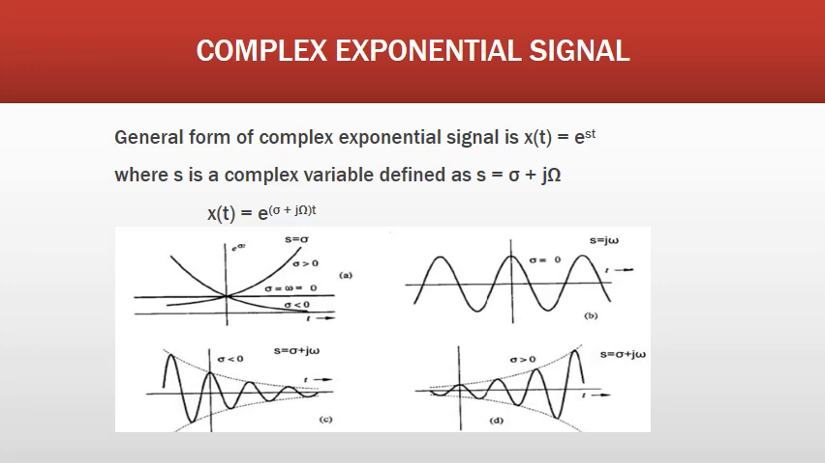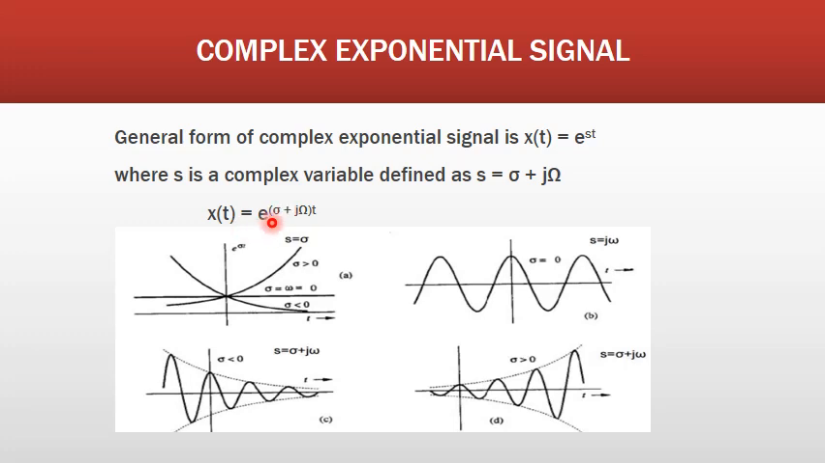Another type of exponential signal is complex exponential signal. General form of complex exponential signal is x of t is equal to e power st, where s is a complex variable defined as s is equal to sigma plus j omega. So, x of t can be written as e power sigma plus j omega into t. So, depending on the value of sigma and omega, we will get different types of complex exponential signal.